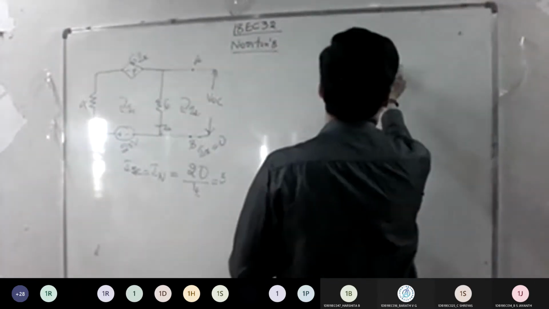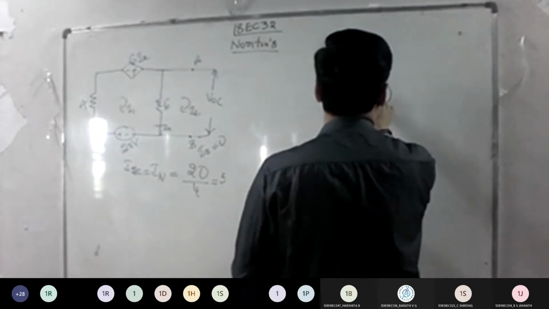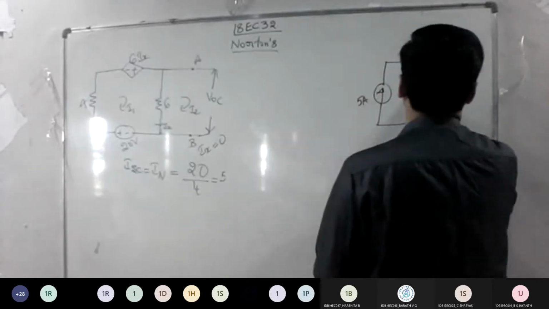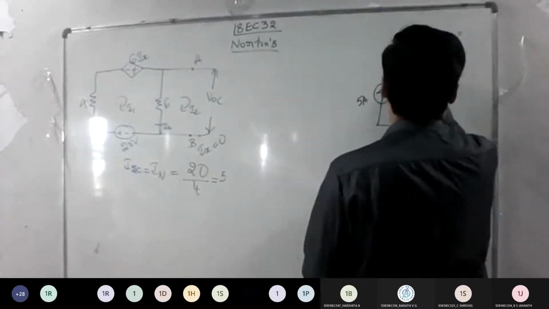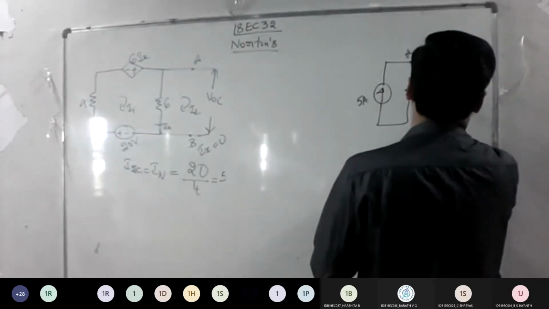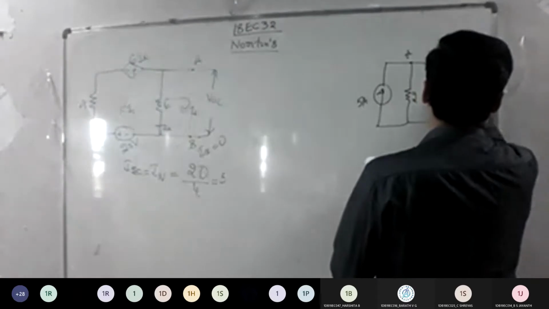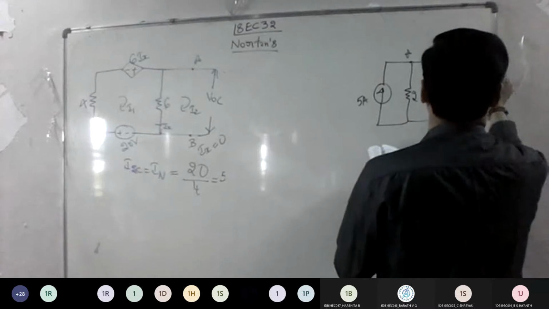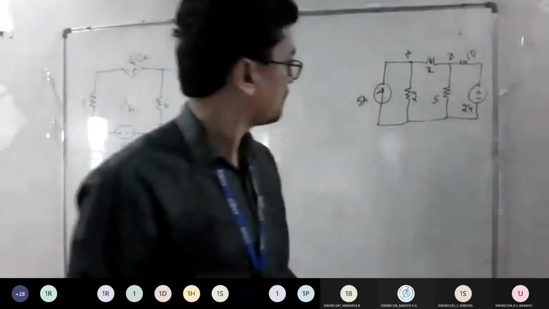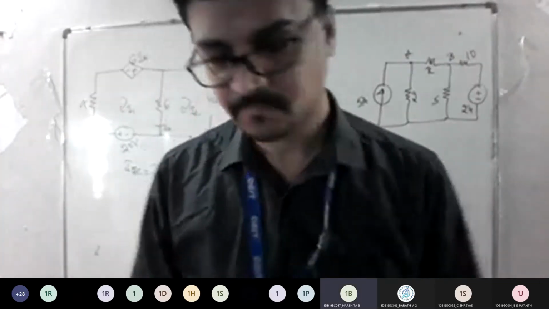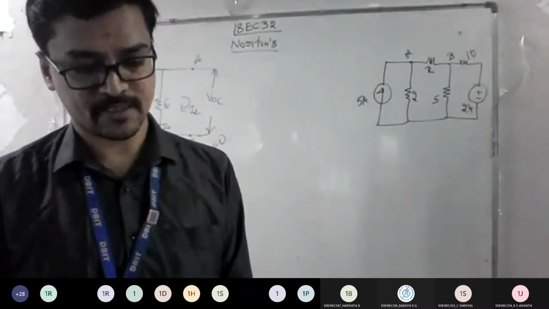So the network is given like this. They are given a current source of 5 amp. So there is a parallel resistor of 2 ohm. So this is a junction where you have the load now, A and B. So this is your R. And this is your 5 ohm, 10 ohm with a voltage source of 24. So is it visible here? Is the question visible clearly? Yes, sir. Okay, write down the question first.